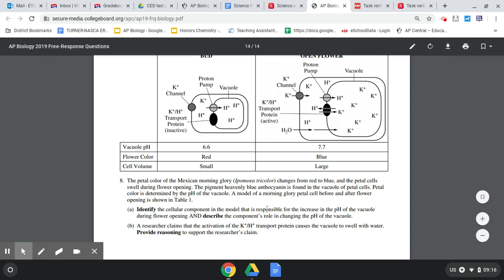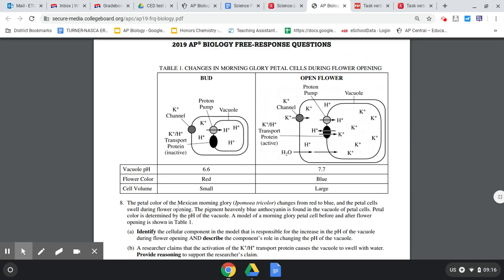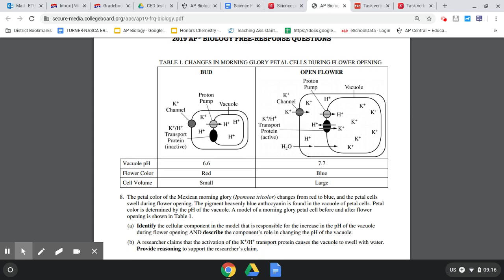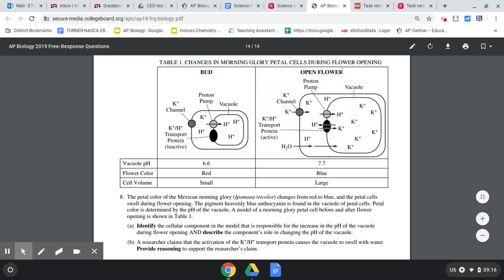here's a question from last year's AP Bio exam. And we've looked at this question before. It says the petal color of the morning glory changes from blue to red, and that's determined by the pH of the vacuole. Okay, so it's showing you the bud, and then when the flower opens here. In the bud, there's more hydrogen ions in the vacuole, and the pH is 6.6. In the open flower, you can see there's less. There's only 1 in here, and the pH is higher.